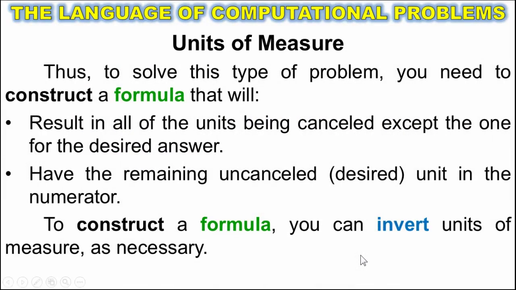Thus, to solve this type of problem, you need to construct a formula that will result in all of the units being cancelled except the one for the desired answer. Have the remaining uncancelled desired unit in the numerator. To construct a formula, you can invert units of measure as necessary.